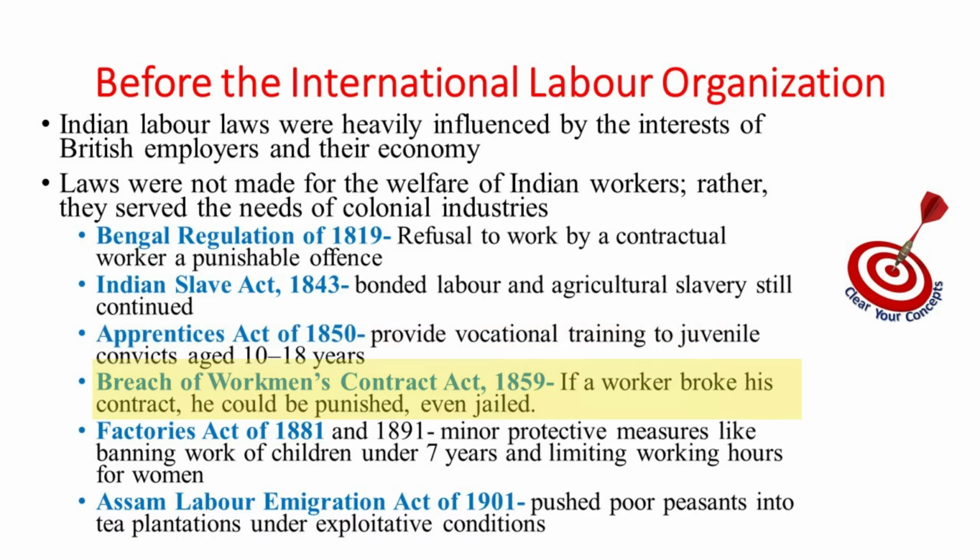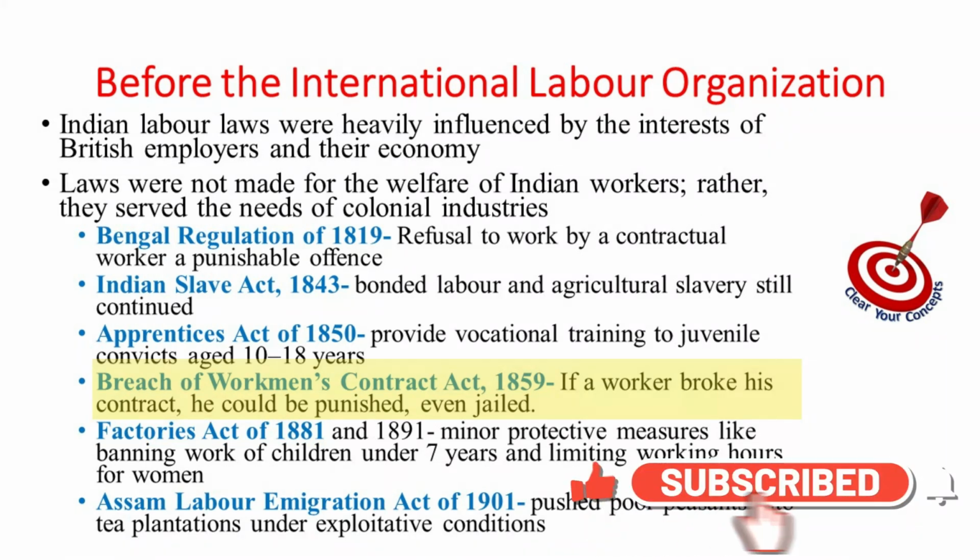The Breach of Workmen's Contract Act, 1859, is another shocking example. If a worker broke his contract, he could be punished, even jailed. But if the employer exploited him, there was no penalty.